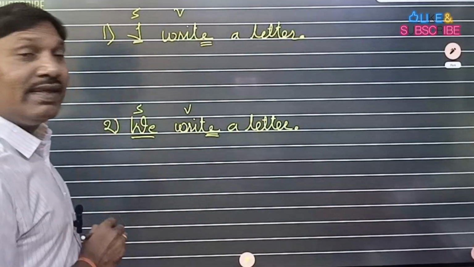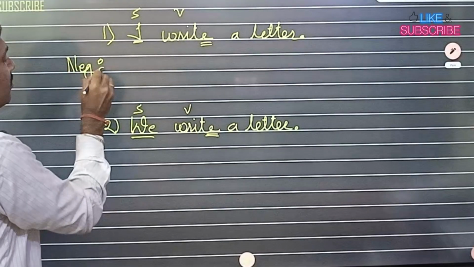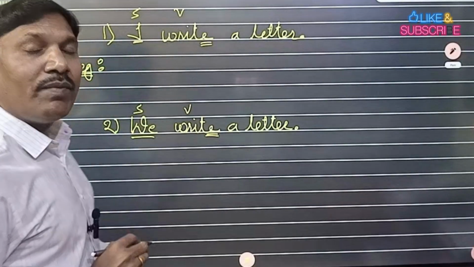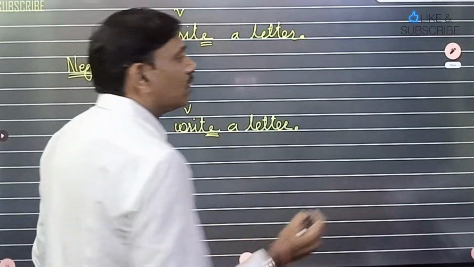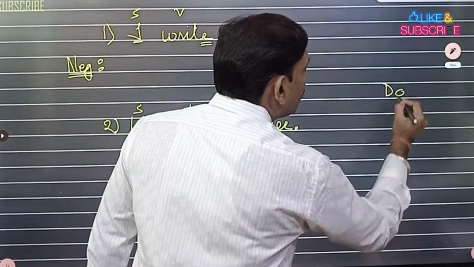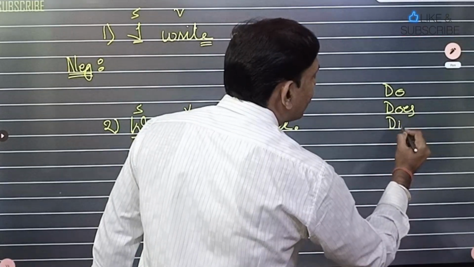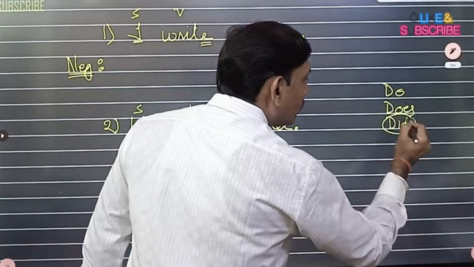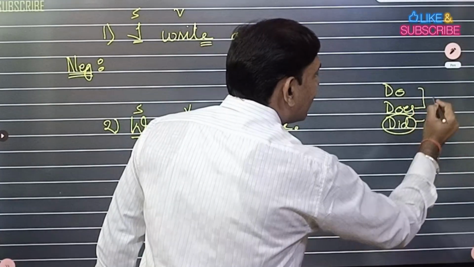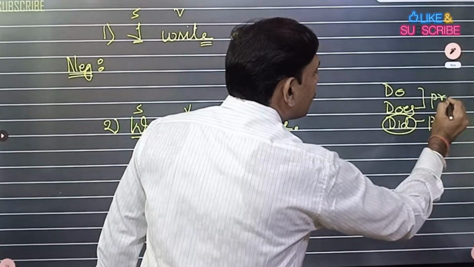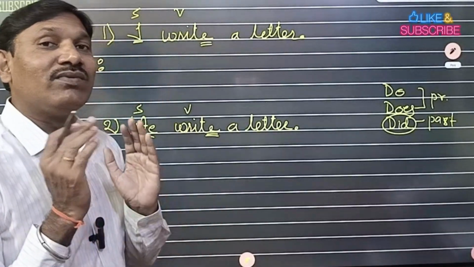Now how to make it negative? Very simple, student. How to make it negative? See, student, if you want to make it negative in simple present tense, we need to use what? Do, does, or did. We have to use did in past tense. But in present tense we will use what? Do or does. So when to use do and when to use does?